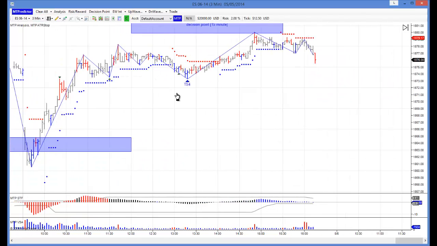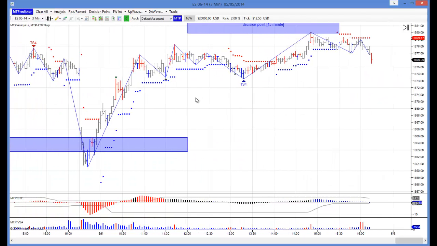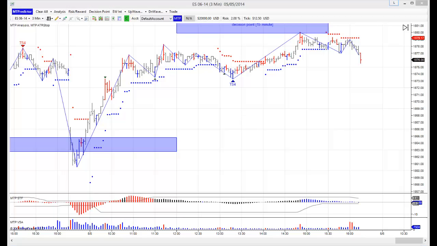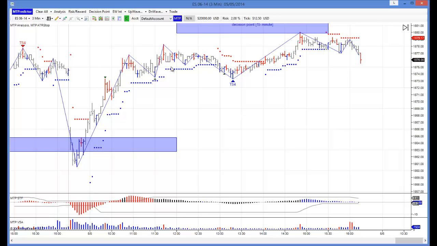So overall, a very good day yesterday and a profitable day for MTPredictor on the ES, and in particular notice how well these 15-minute decision point levels caught the highs and the lows. I mean, to have that 15-minute DP resistance up there in advance all throughout the day to give you a high confidence of an area where the market is likely to find a high, and look where it reversed right at that high, was a great result.